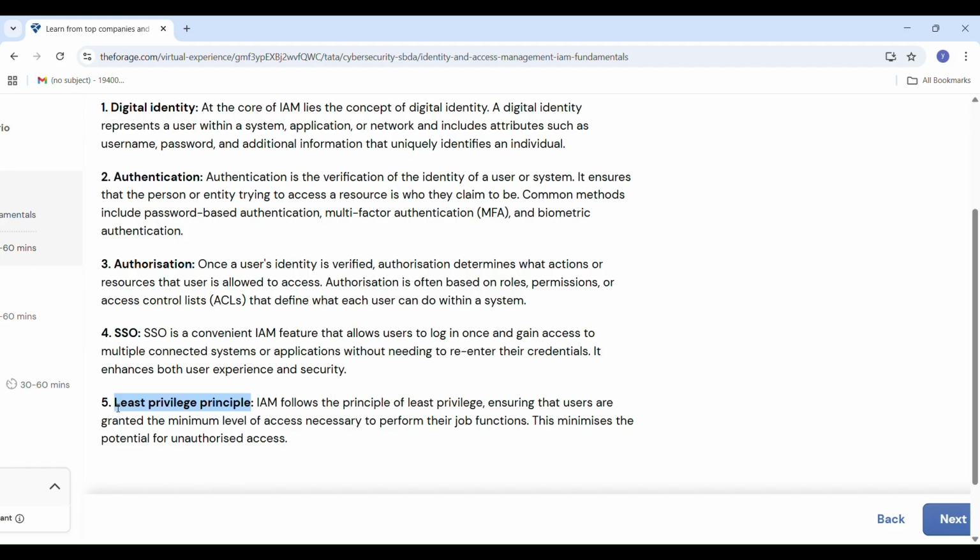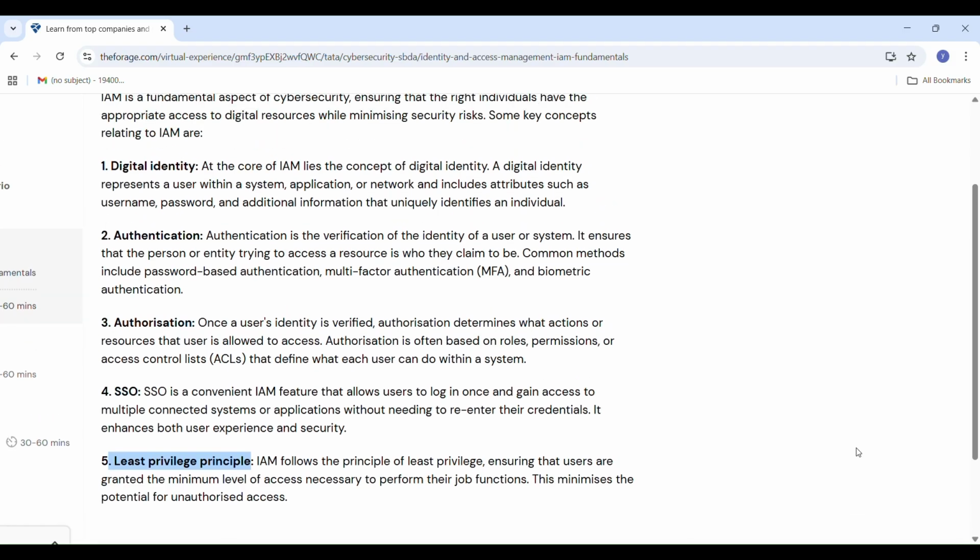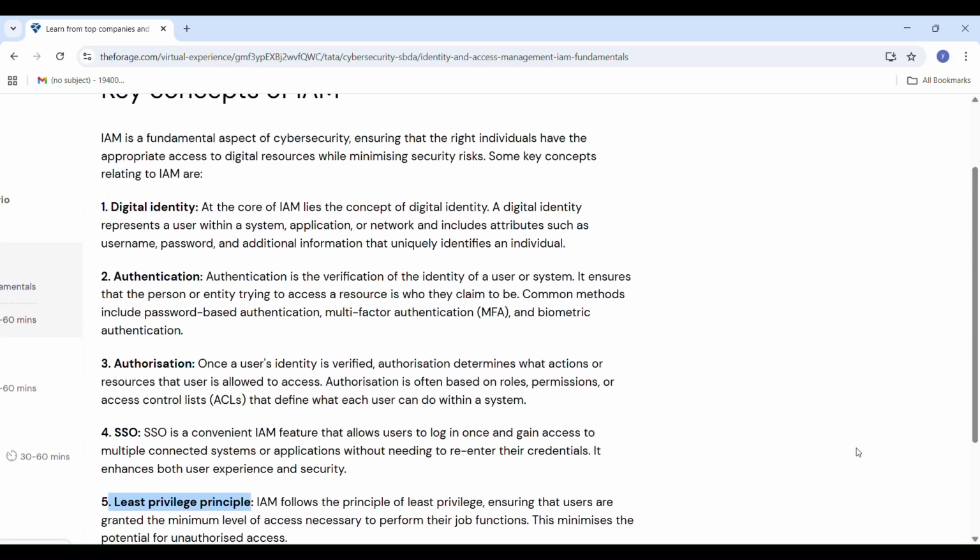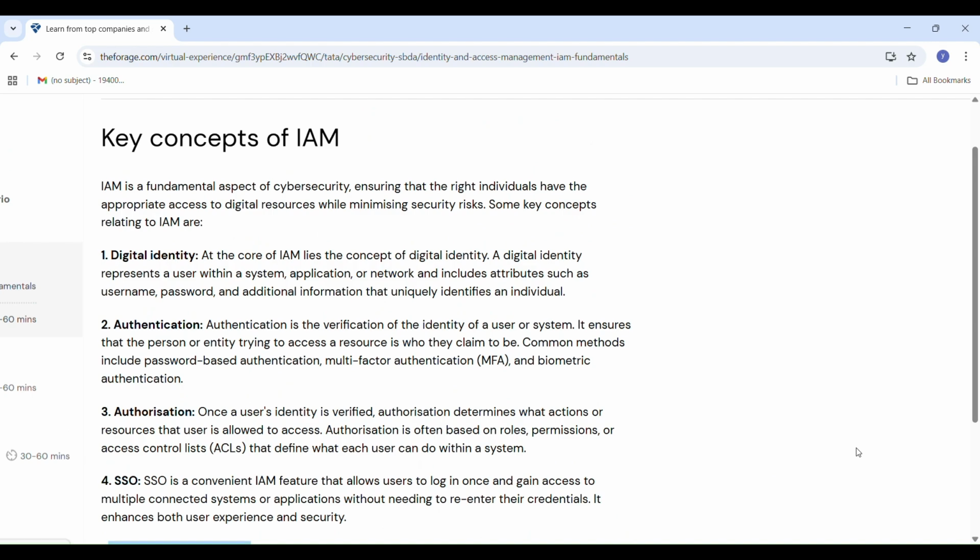And finally, IAM follows the least privilege principle. This means users get only the minimum access to the platform that they need for their work. This reduces the security risks. These are the main concepts of IAM.